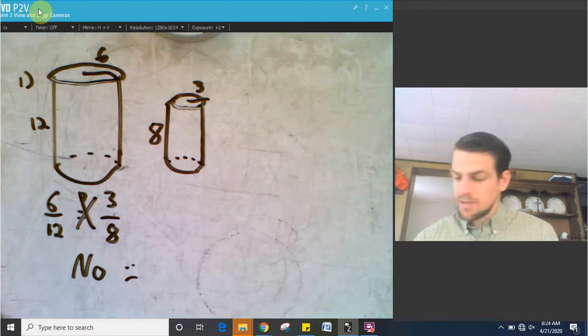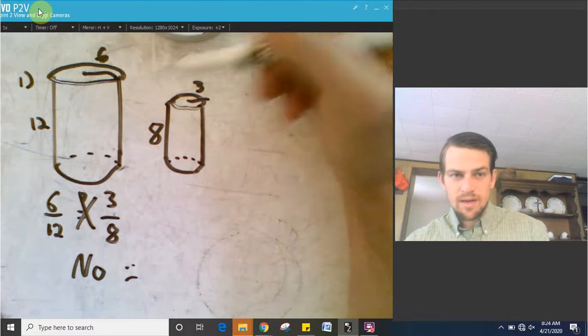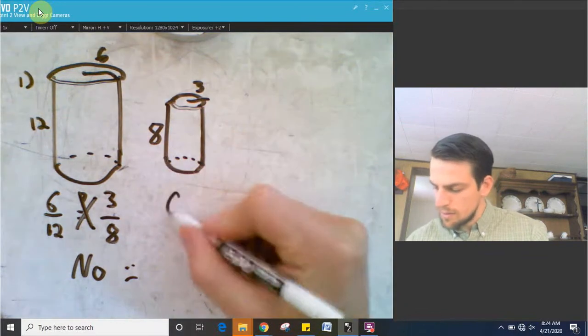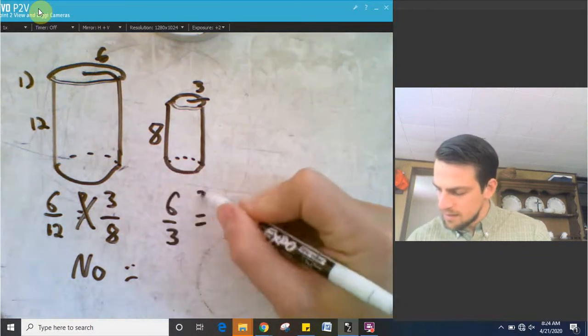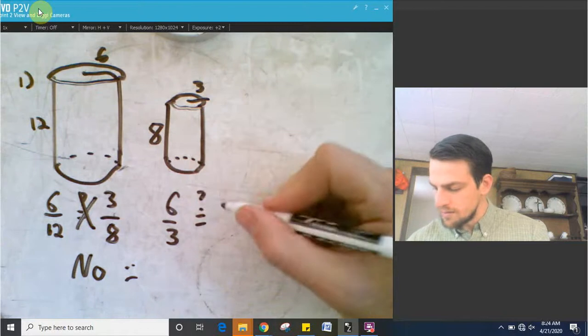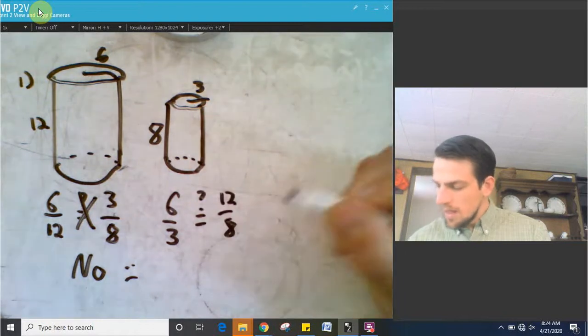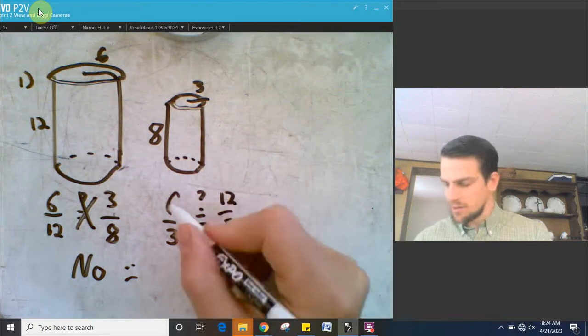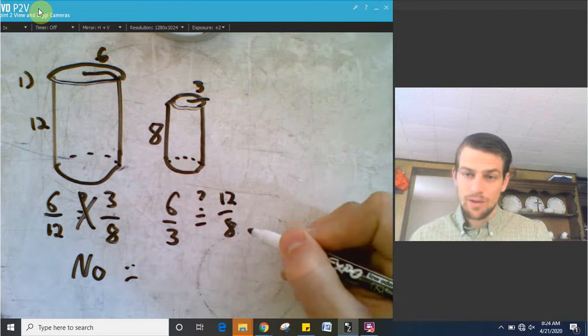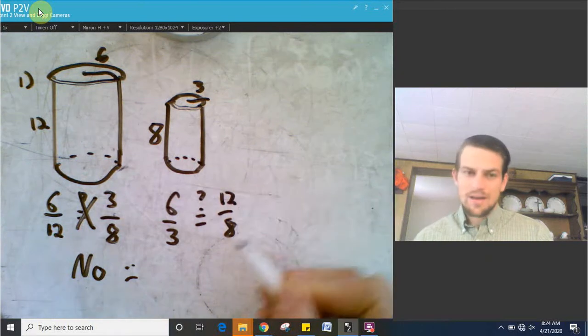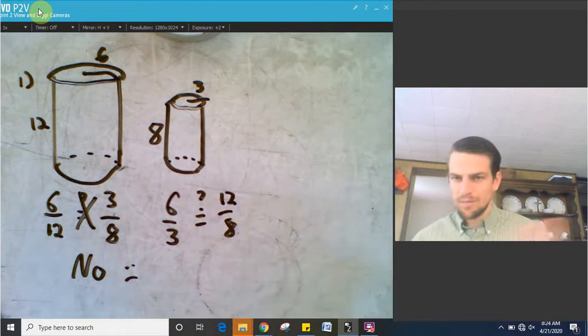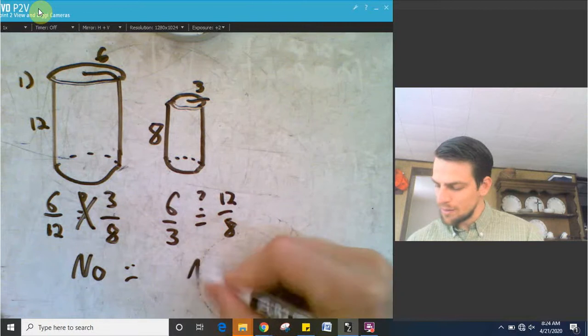You could also do this by checking the radius to radius and the height to height. So you could look at 6 to 3, check to see if that is equal to 12 to 8. And you're going to find the same thing, that this equals 2 and this does not equal 2. It equals 1.5. So these are not similar. The ratio still doesn't hold. So another no.